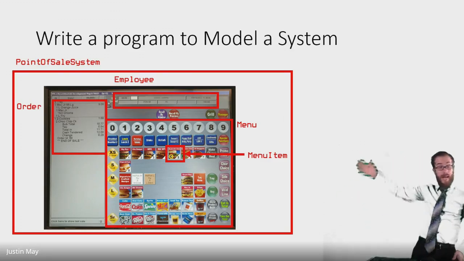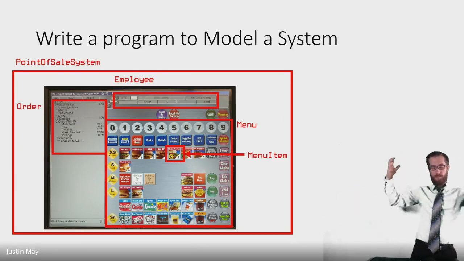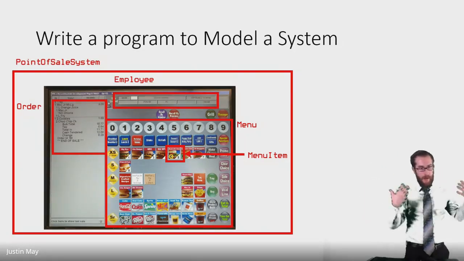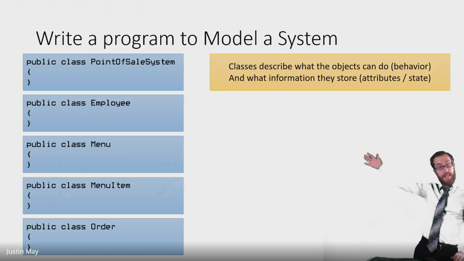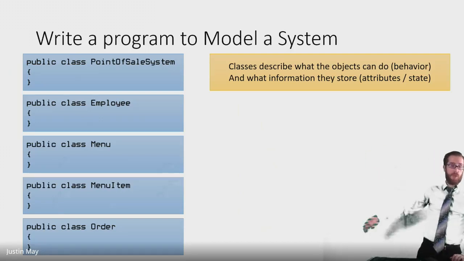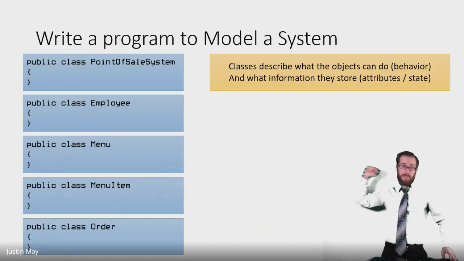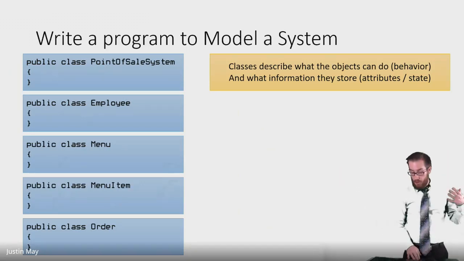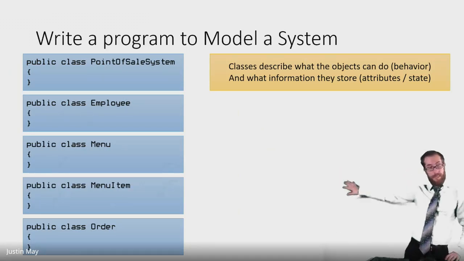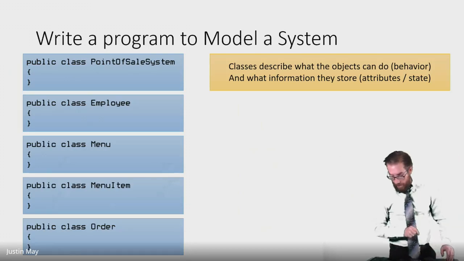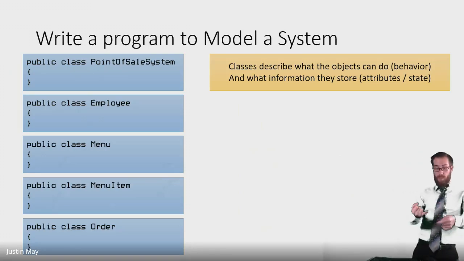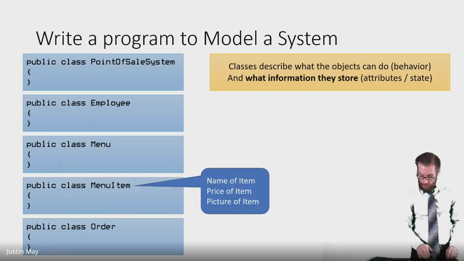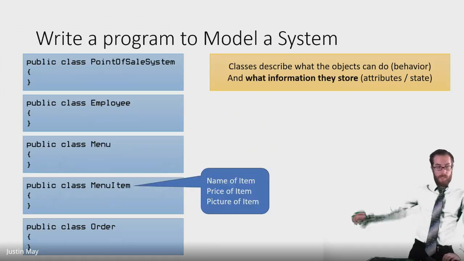Each one of these objects, once you've decomposed a program into a bunch of objects, you would write classes for each one of these objects. So you get public class point of sale system, public class employee, public class menu. All of these are stored in their appropriate .java files. And then you'd go through and you'd write what's the behavior for these objects, what are the attributes for these objects. So you'd say to yourself, well, what does a menu item know about?